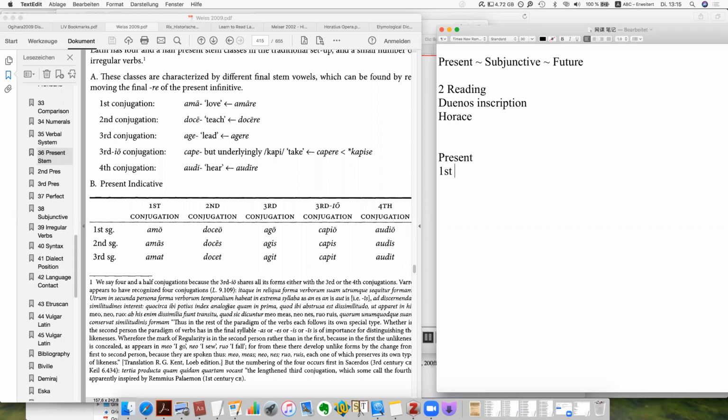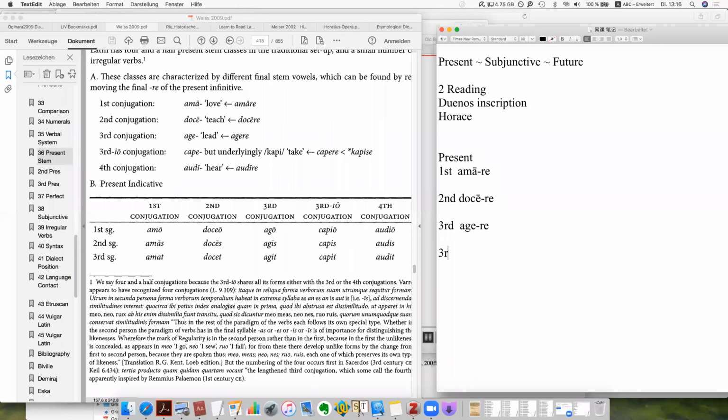Okay. So as you can see in the grammar, we actually have 4 classes. So I just type the example here. The first class has an example called amare, which means love. The second one has an example called docere, and docere means teach. And the third one is called agere, but the third one has a variant.